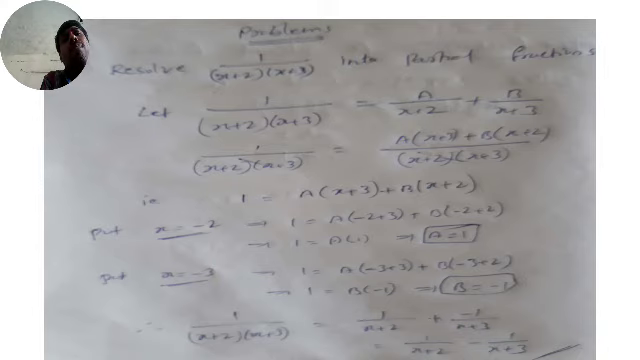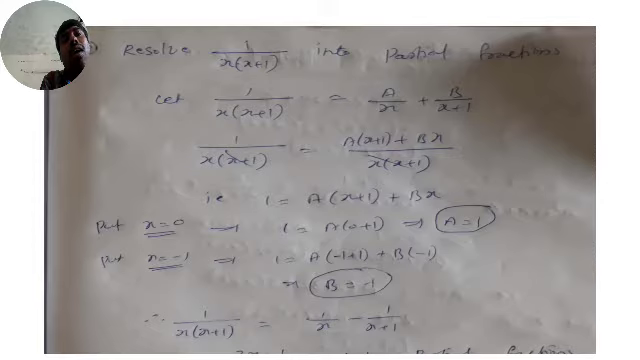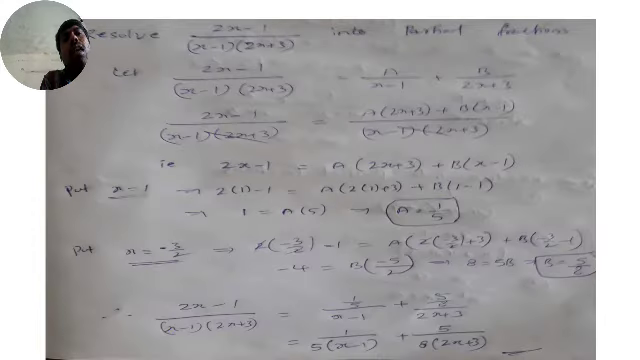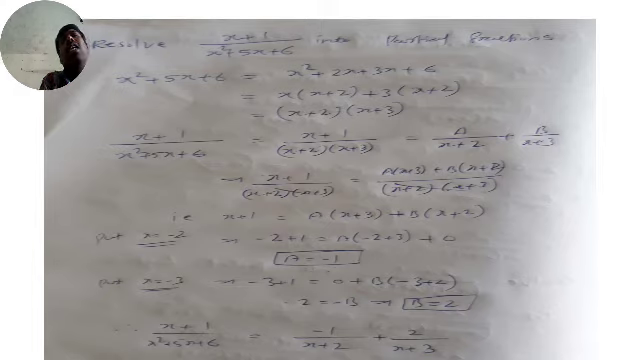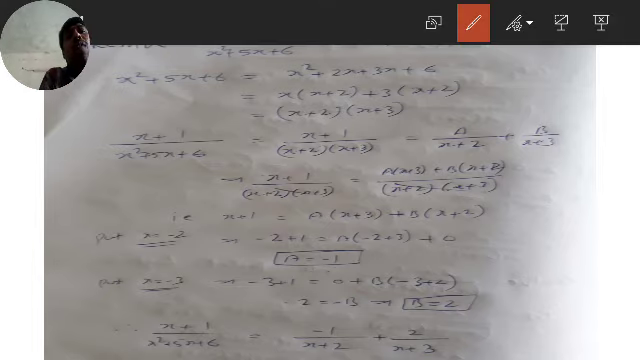That's why we wrote a by first factor plus b by second factor. A by first one, b by second. But here it is quadratic. Now convert this quadratic into factors.